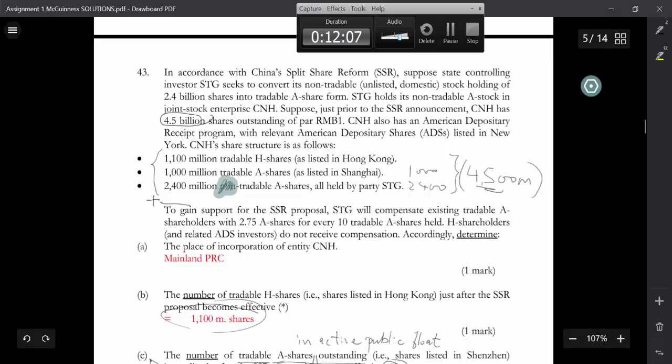So what is happening? I'll tell you what is happening. So there are 1.1 billion tradable H shares, 1 billion tradable A, and 2.4 billion non-tradable A. Now, this exercise of split share reform, where they convert or redesignate, if you want, or redefine non-tradable A into tradable A, in the end, when you think about it, it is just a legal exercise of doing this. Doing what? Doing this. Wiping out the NON part.